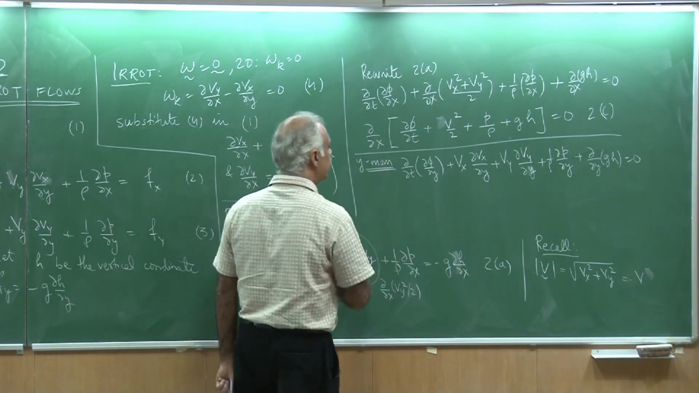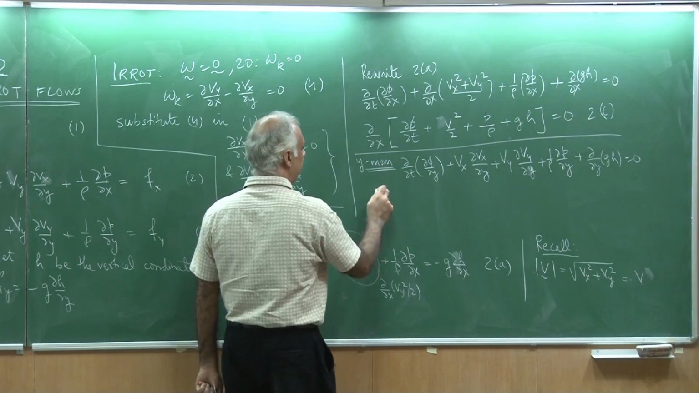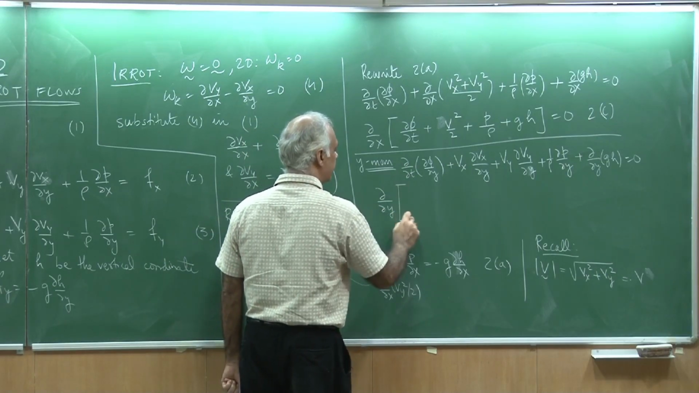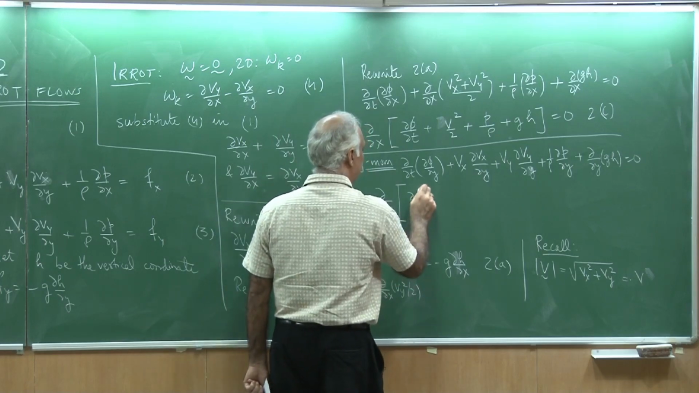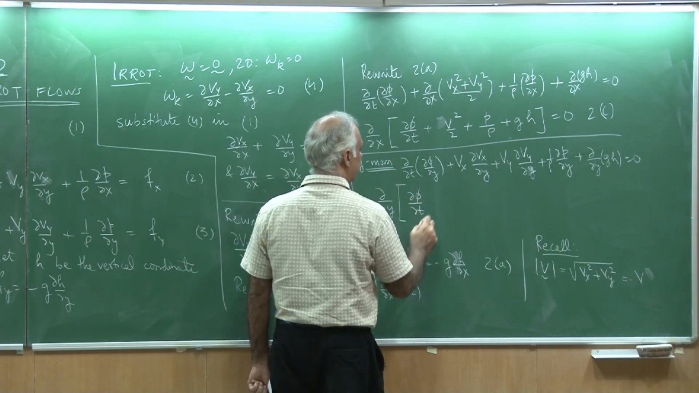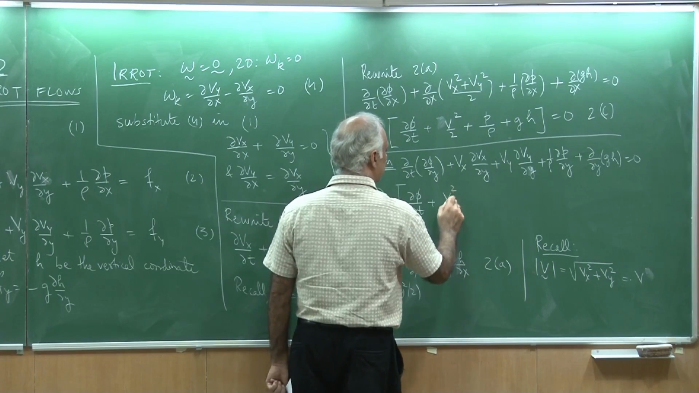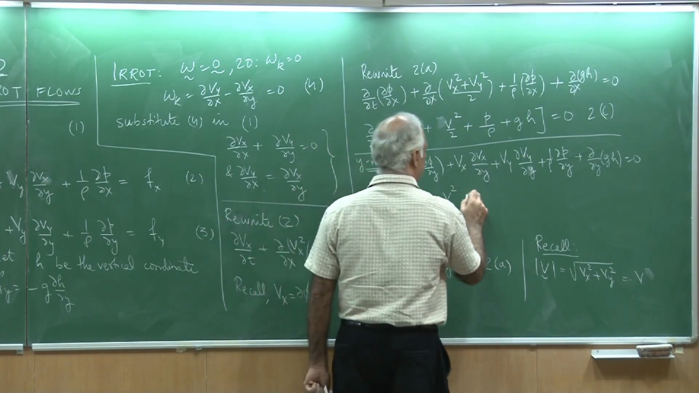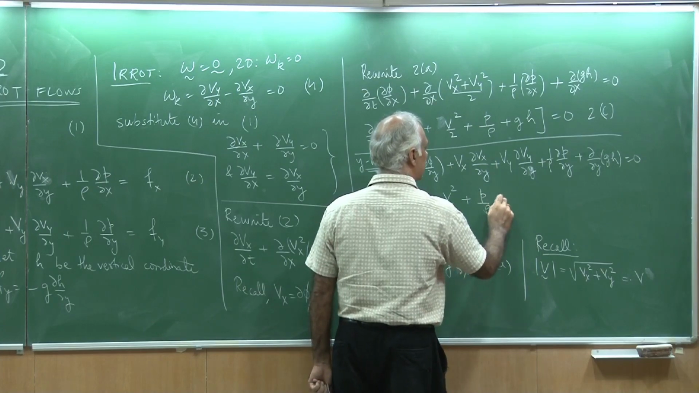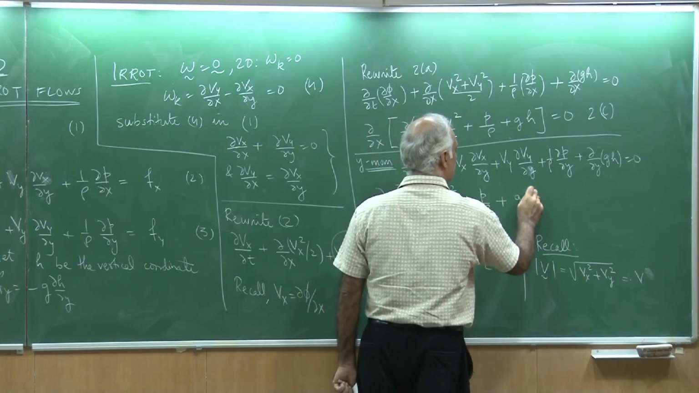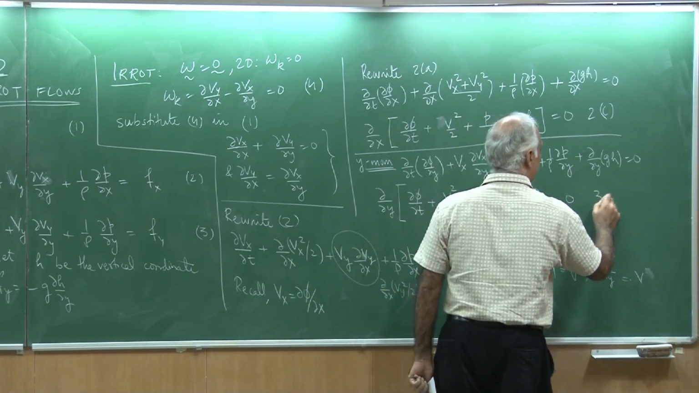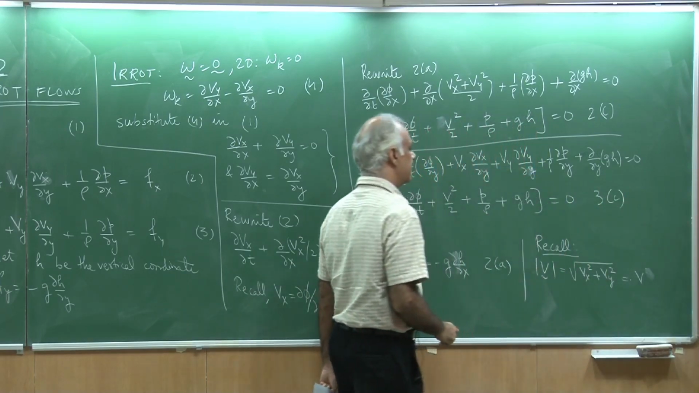So I could rearrange these terms again and I would get the following equation: del by del y of del phi by del t plus v square by 2, I will combine these two terms, plus p by rho plus gh equal to 0, and this I will call as 3C.